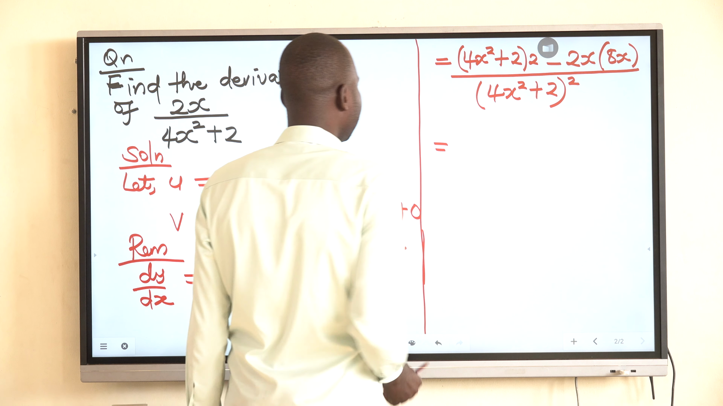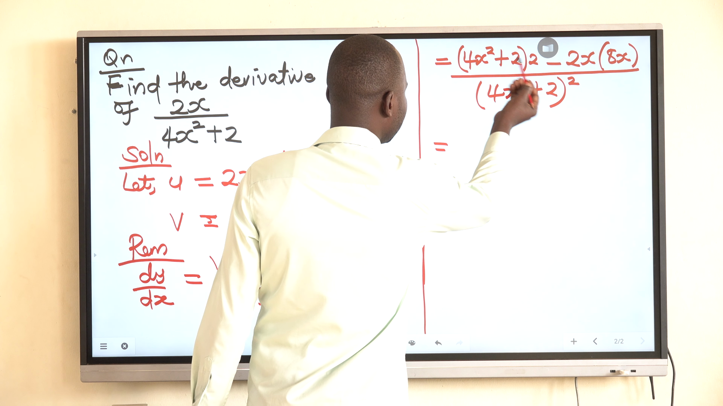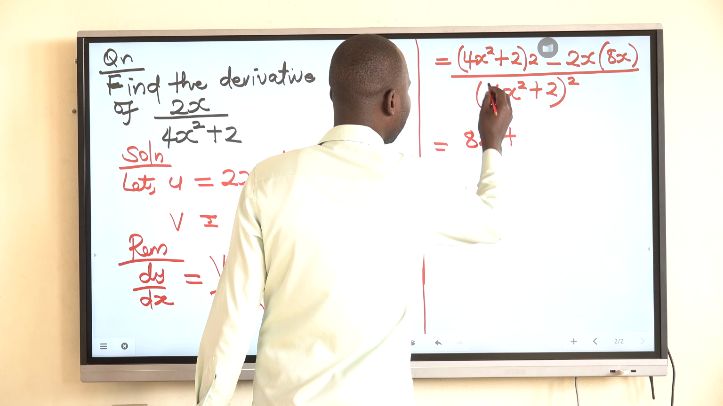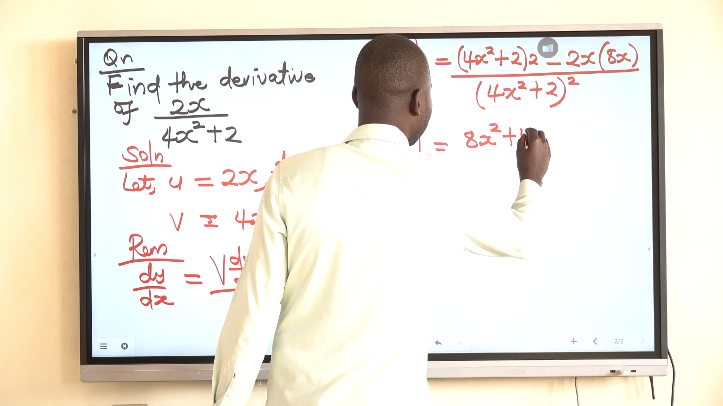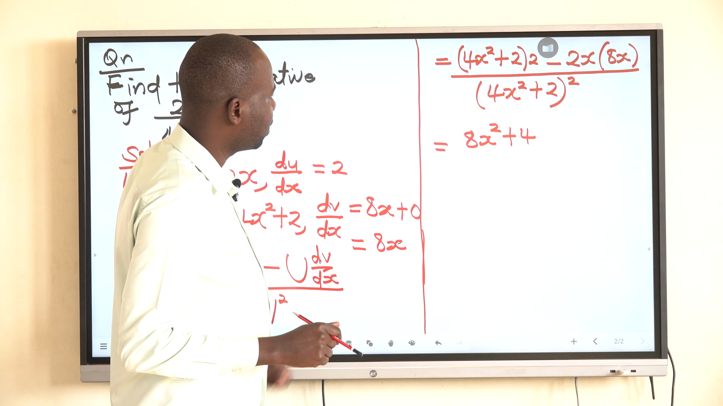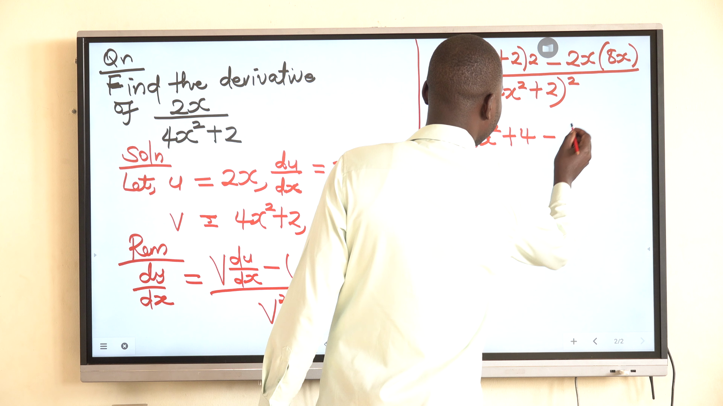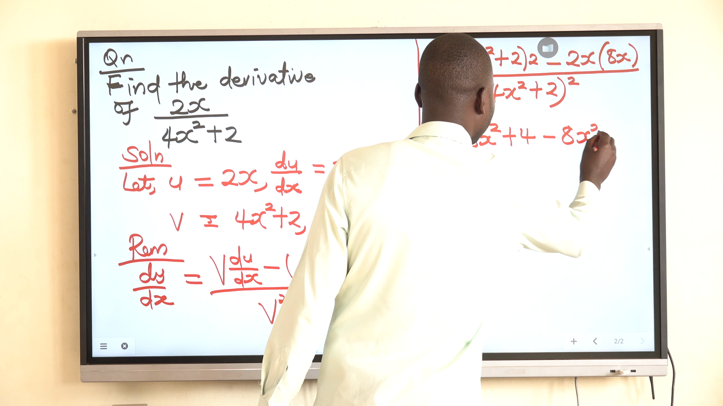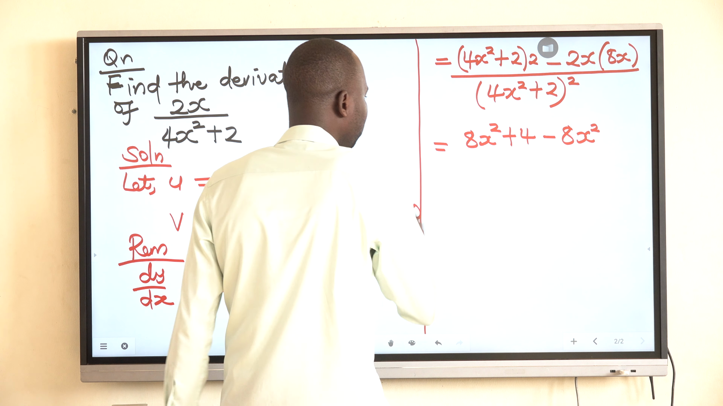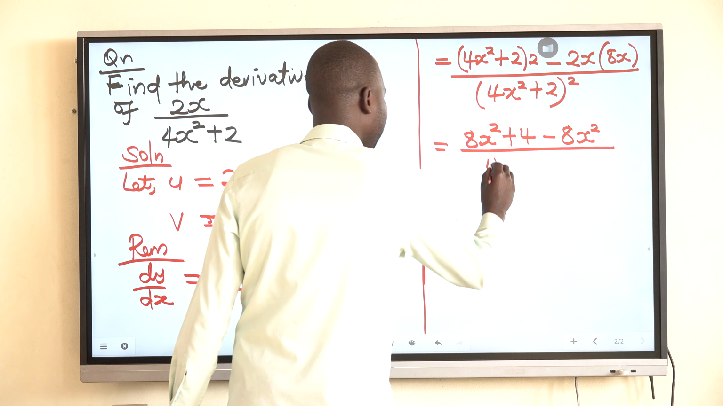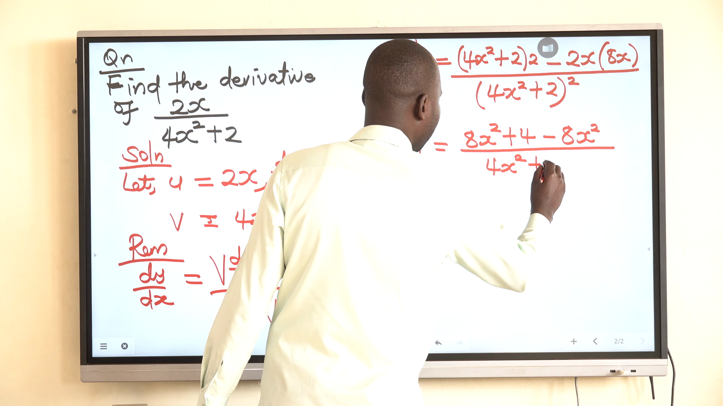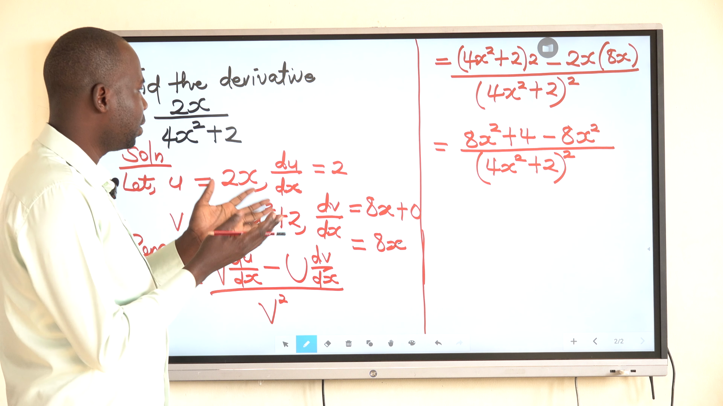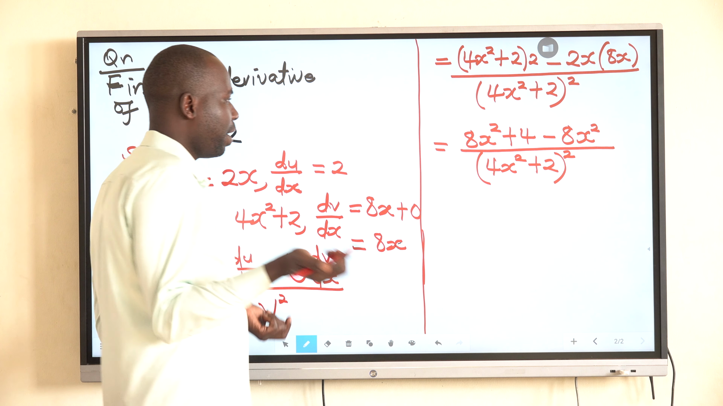We can simplify this and we multiply here. We open this bracket. This is 2 times 4x squared, which gives us 8x squared, plus 2 times 2, that is 4. Then we also open the other side. This is 2x times 8x. That will give us 16x squared. Everything is over 4x squared plus 2, all squared. We can simplify that and get our final answer.